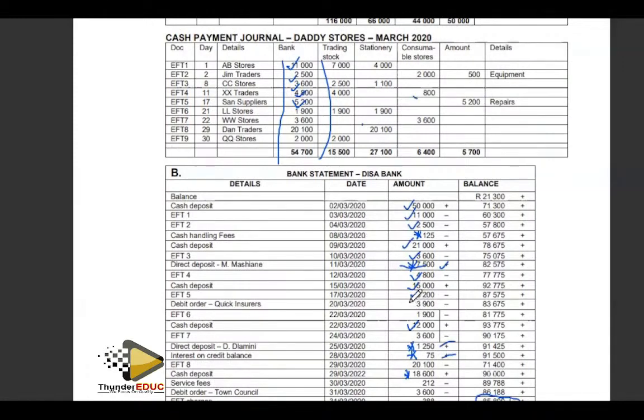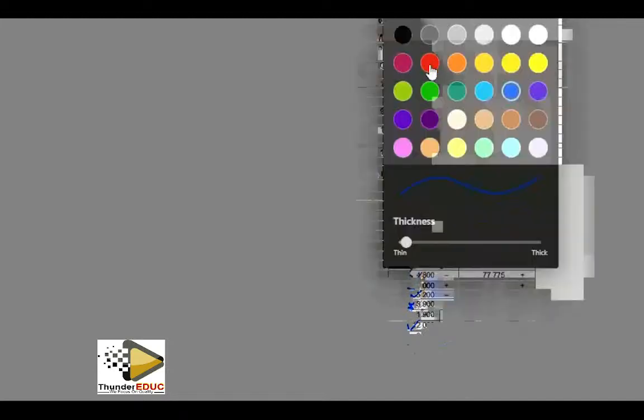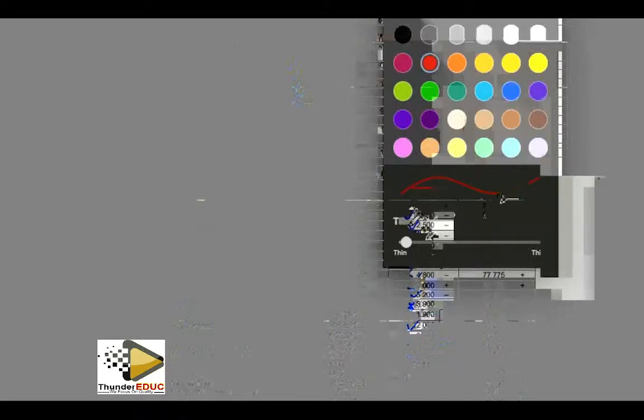There is 3.9. 3.9 doesn't appear, so we have to put a star on it. No, I think it would be better if I use a different color for you here so that you can know. Now, for debits, I'm using a different color, please. Let me use this.